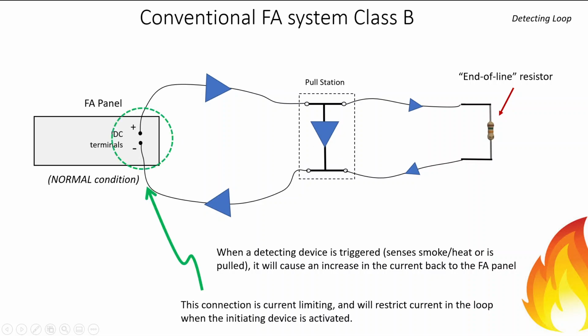Now of course, the connection is current limiting, so we're not going to have a short circuit and a fire, which would be ironic at best. So this will limit the current in the loop when the initiating device is activated. And the fire alarm panel will then recognize this amount of current as triggering of a detecting device and send the panel into an alarm condition.